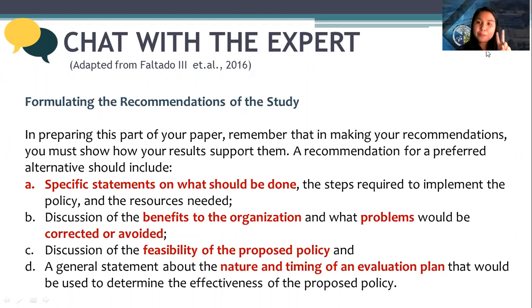Second, what practices, based again, do not make recommendations that are not related to your study. If your study said that they are not related, do not make it as a recommendation, please. Like, for example, what would benefit the organization? What problems can be corrected or avoided? Or letter C, what is the feasibility of a proposed policy? And letter D, think about the nature and timing of the evaluation plan.